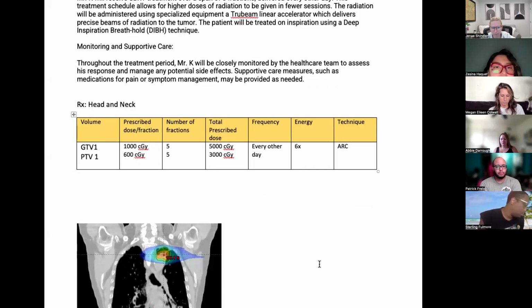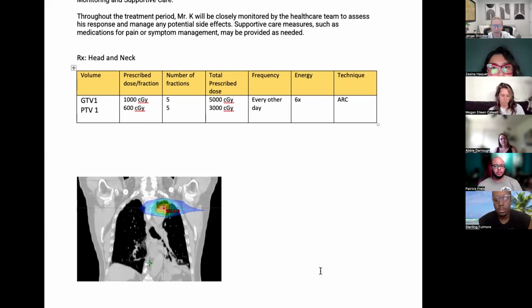Okay, patient is receiving 5 fractions with a total prescribed dose of 5,000 centigray. That's GTV1. And that's going to be every other day, 6X energy, and it's going to be SBRT. And PTV is same number of fractions, but at 3,000 centigray. Great.